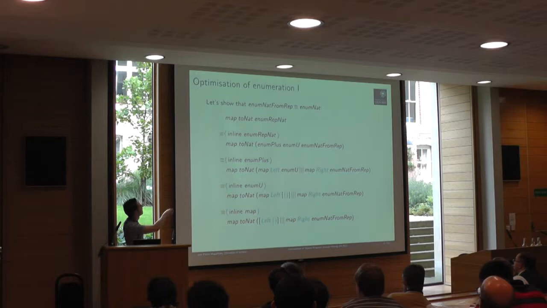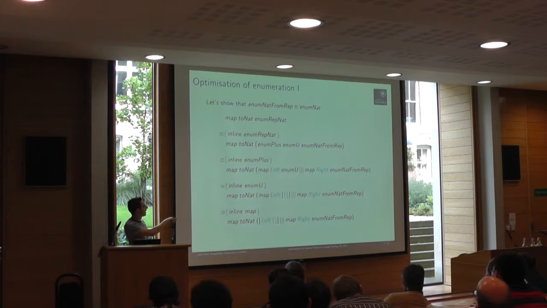We start with a map over the representation. Let's start by applying the definition of the enumeration on representable naturals. That's just the enum plus with units and enumNat from rep on the right. We then apply the definition of an enum plus, which is mapping left and mapping right with the interleave in the middle. Now we can also apply the definition of enum u, so that's just a singleton list. And now we can start doing something more interesting.